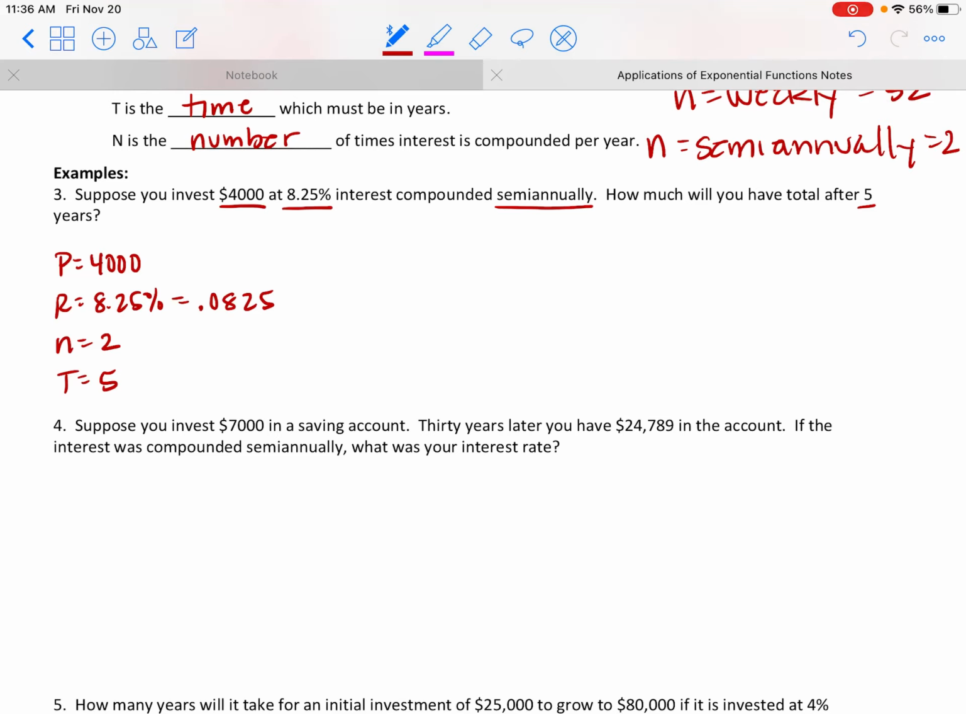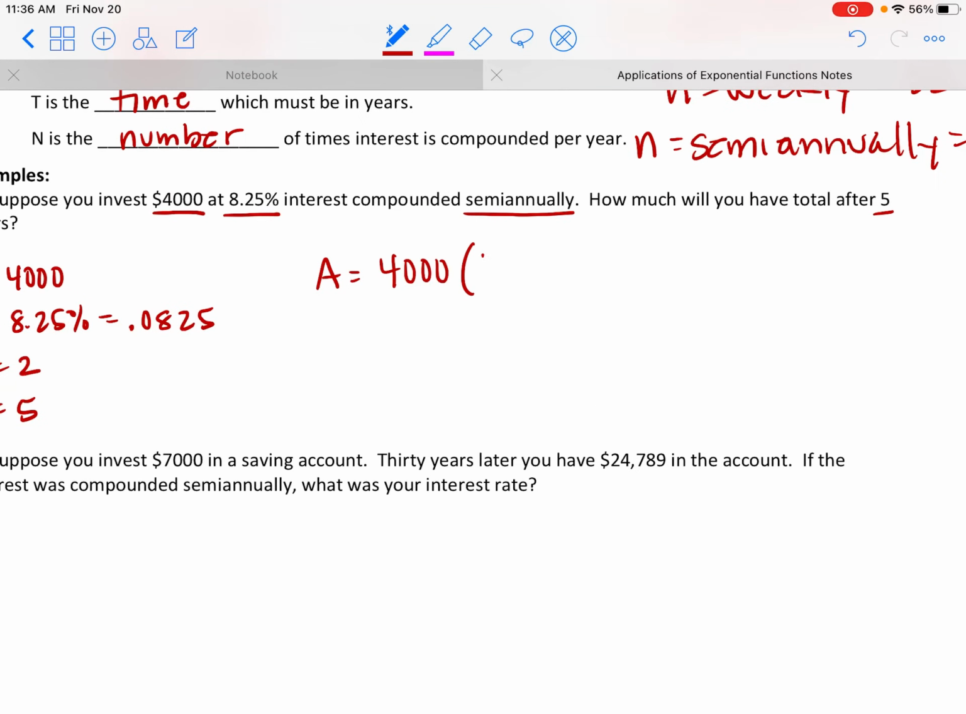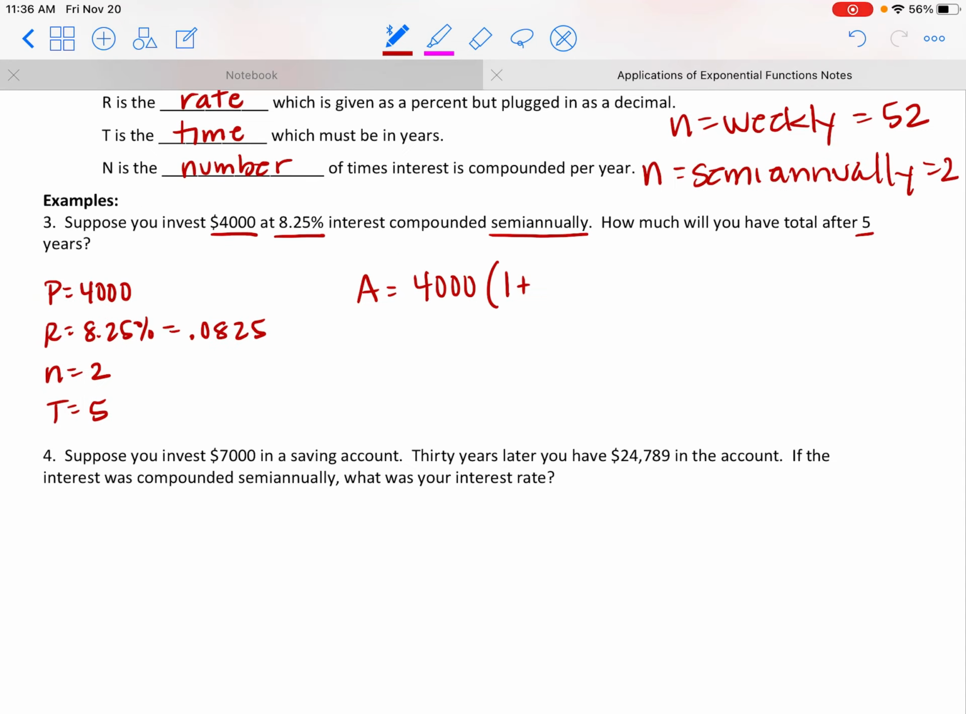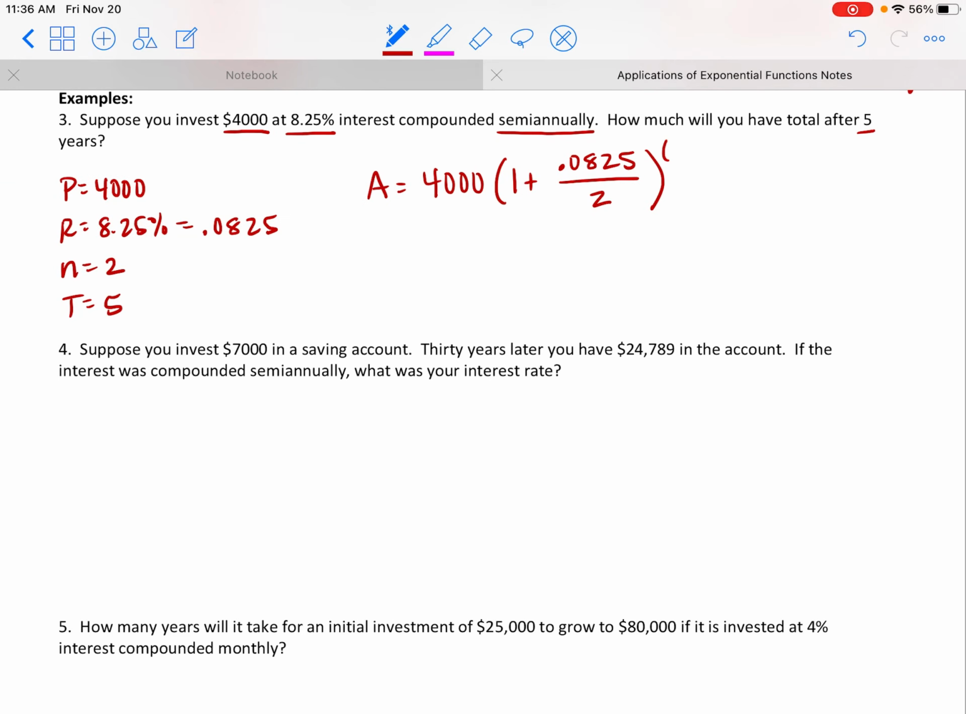So a is our unknown. It's the only variable that's left. So all we have to do is plug in. So we've got 4,000 times 1 plus r over n. So 1 plus r, which is 0.0825, over n, which was 2, and it is raised to the nt power. So up here in the exponent, 2 times 5.